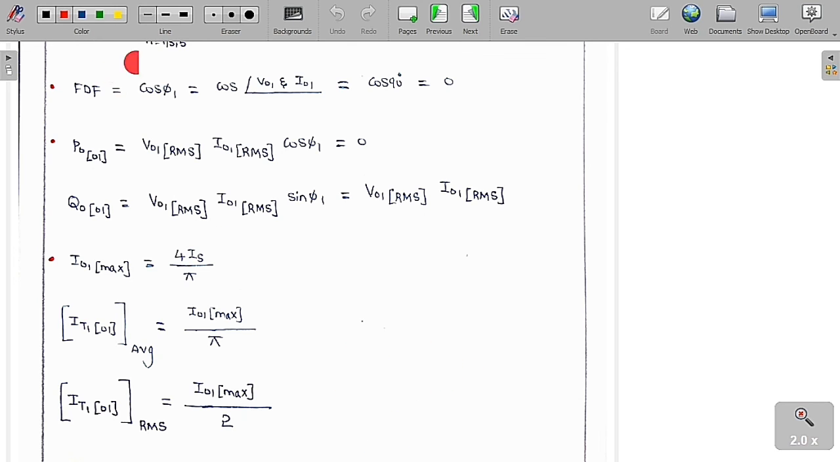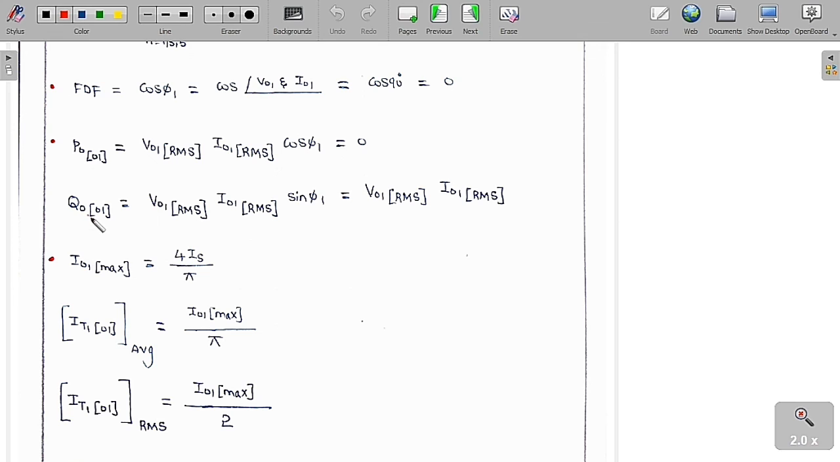If you want to know what is the fundamental displacement factor, which is cos phi 1, it is cos of the phase angle between the fundamental output voltage and the fundamental output current. As the phase difference is pi by 2, cos of 90 is equal to 0. So I want to find the fundamental component of the average power consumed by the load. This is the RMS value of the fundamental output voltage into the RMS value of the fundamental component of the output current into cos of phi 1. As phi 1 is equal to 90, cos 90 is equal to 0, so overall it is equal to 0.